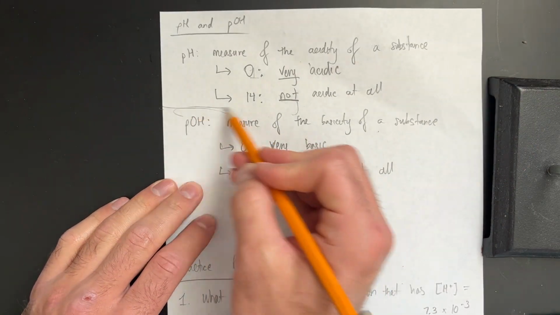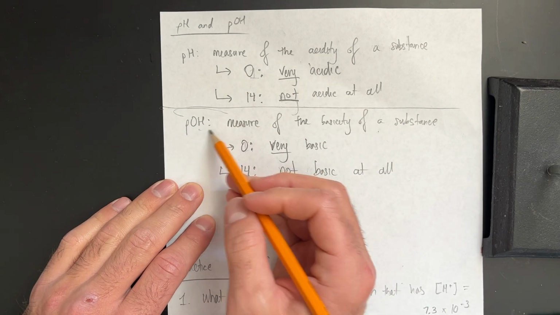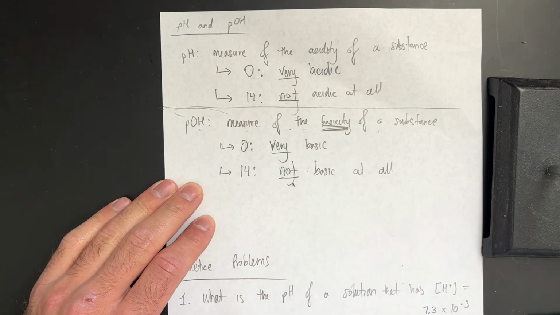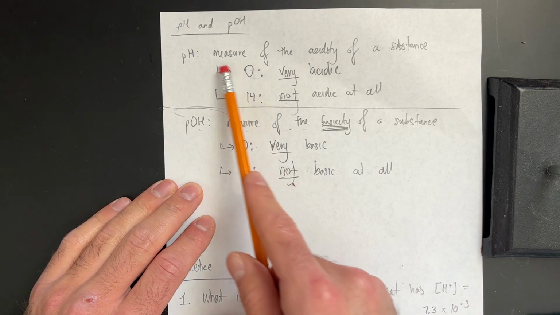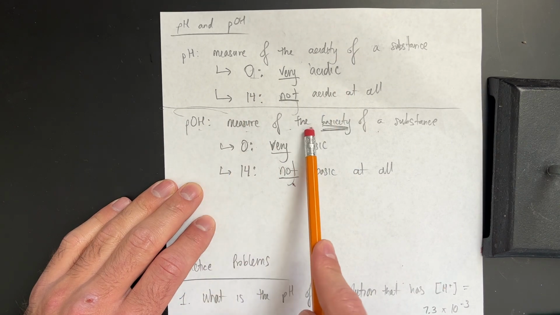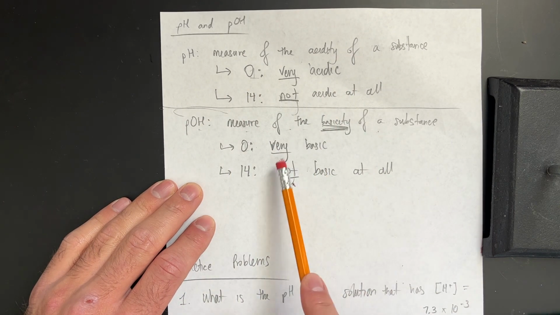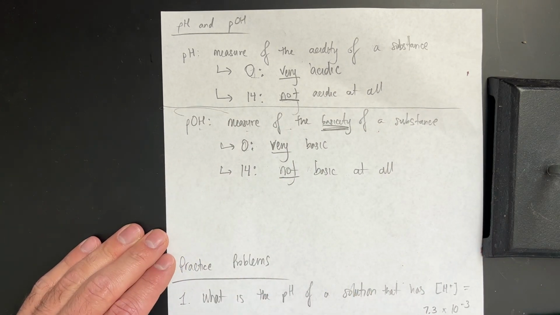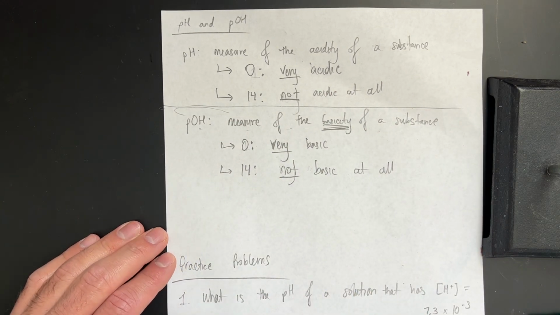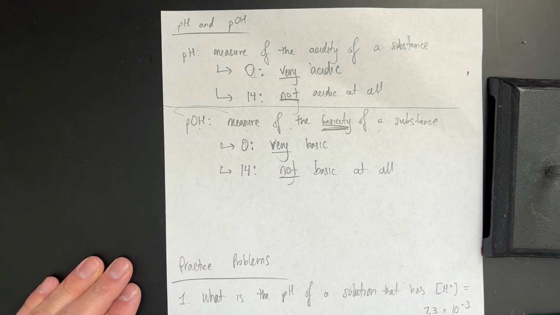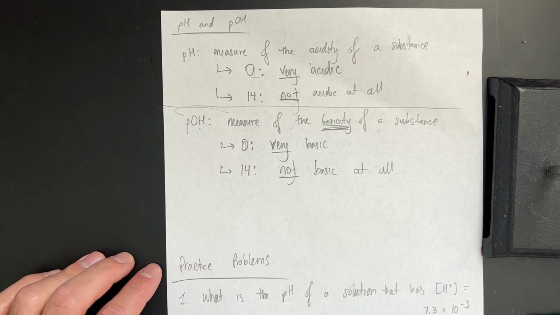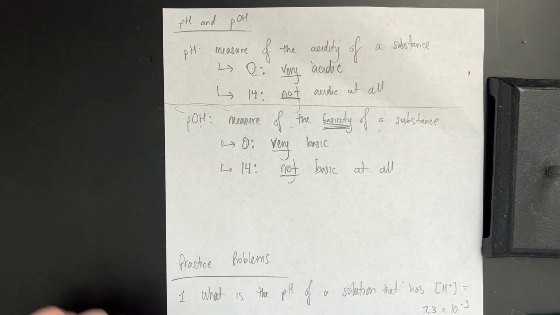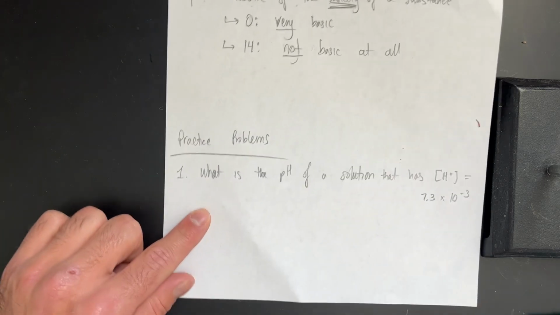And so that's pH. pOH is a measure of the basicity of a substance. And so in the same way that we have a measure of acidity, pOH measures basicity, with 0 being very basic and 14 being not basic at all. Well, that's the second bell, so I have to let in my third period. So I am going to pause this video, and then I'll upload a second video where I'm going to do some practice problems for you guys.